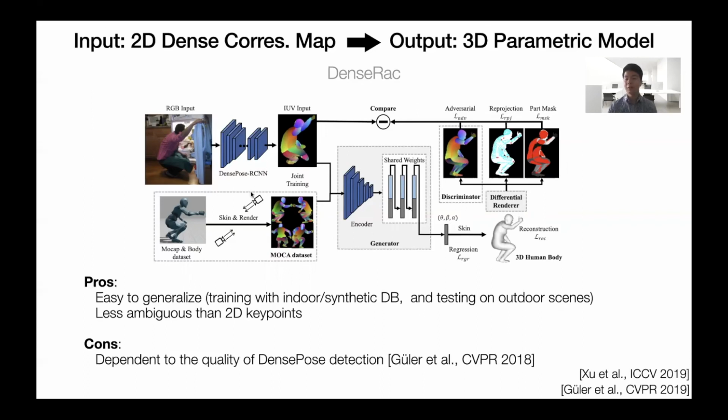Another advantage in this particular paper is that this representation can also be synthesized from synthetic data. For example, we can just use the mesh model here to render this representation. Also, in this case, we have 3D supervision. So we can use this synthetic data without worrying about the domain gap of raw input data. But still, this method depends, again, on the quality of the dense pose estimator.